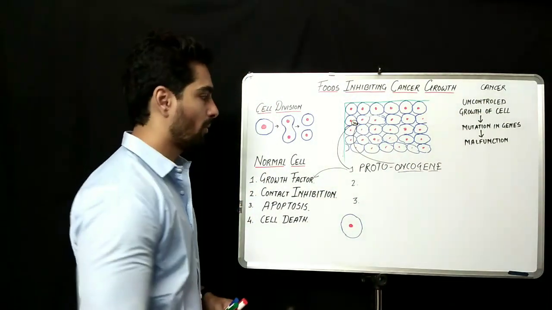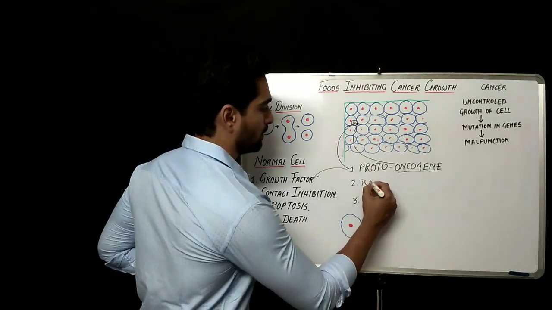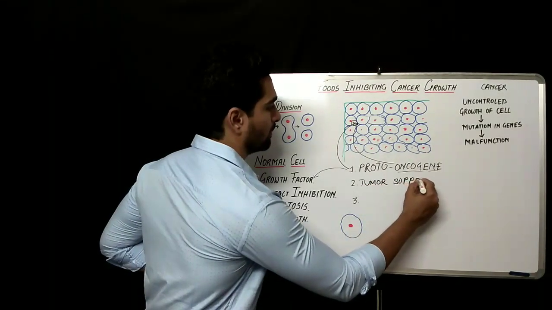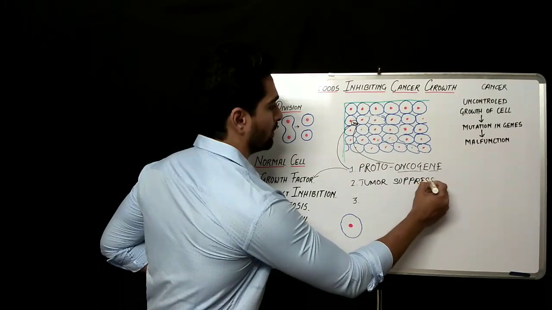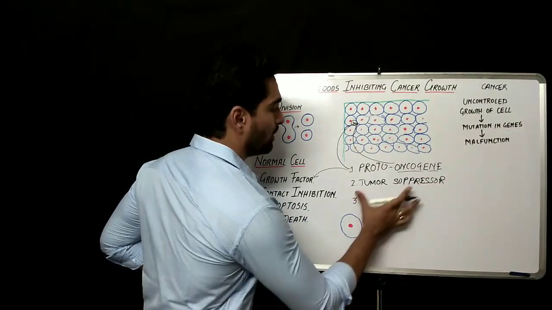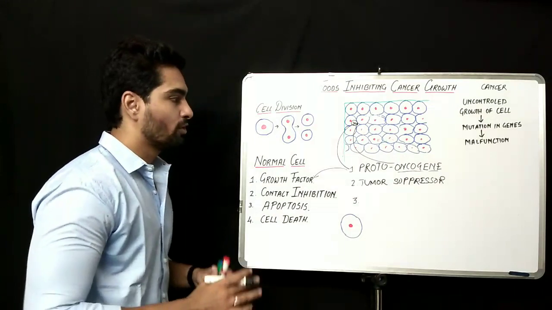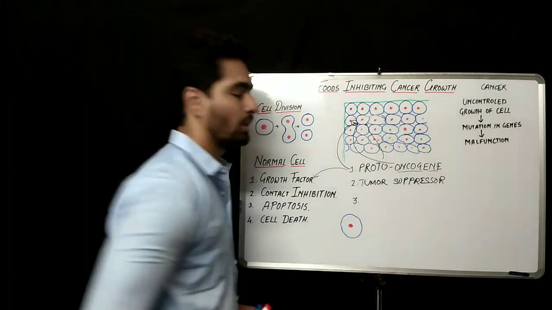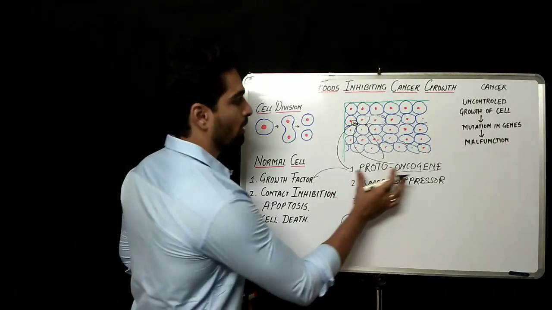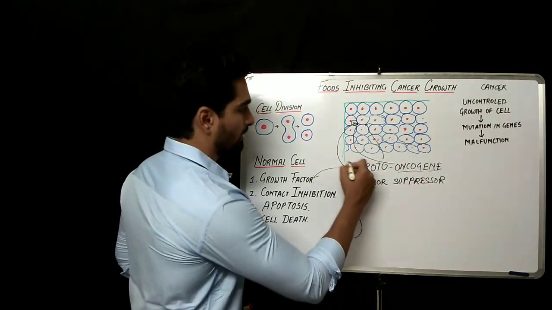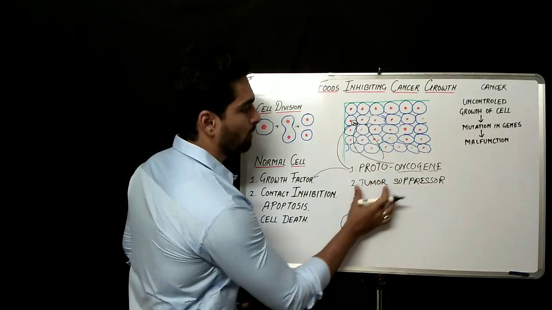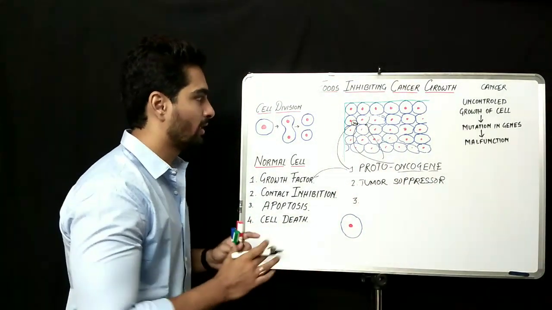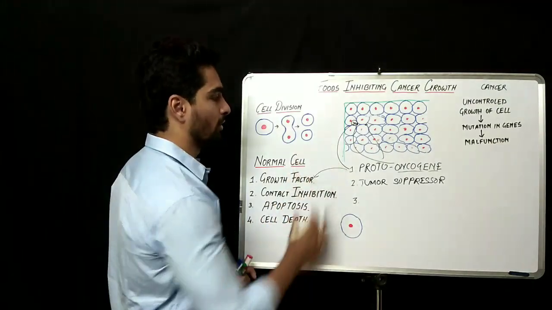The second gene I'm going to talk about is the tumor suppressor. The tumor suppressor is a gene which produces a protein that inhibits the growth of a cell. That means in normal conditions, when your proto-oncogene stimulates cell division, the tumor suppressor controls the rate at which the cell divides. That is why there is proper control in the cell division.